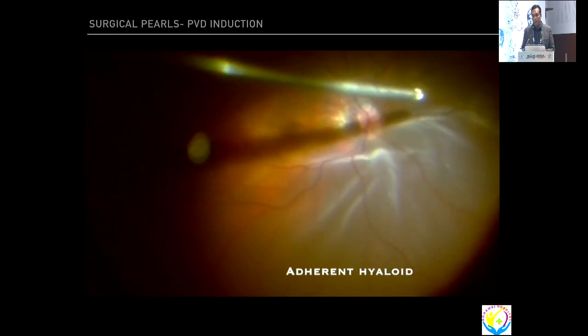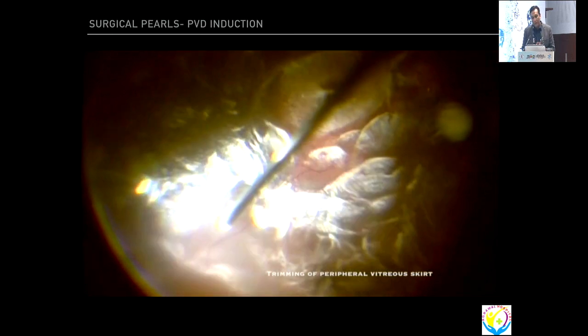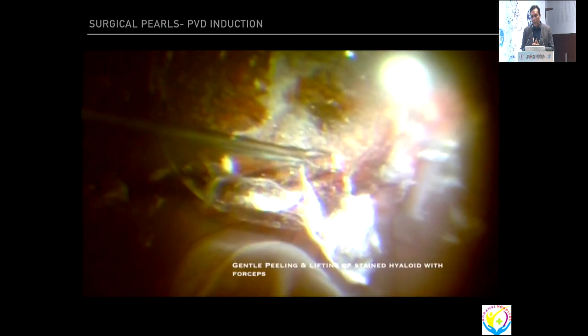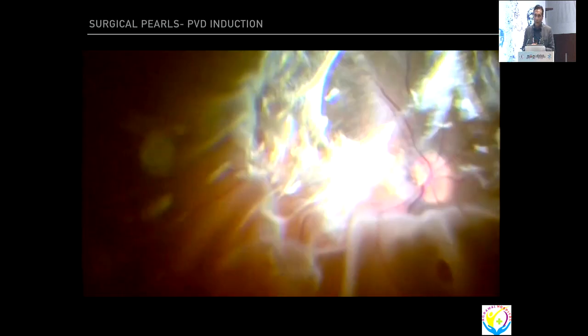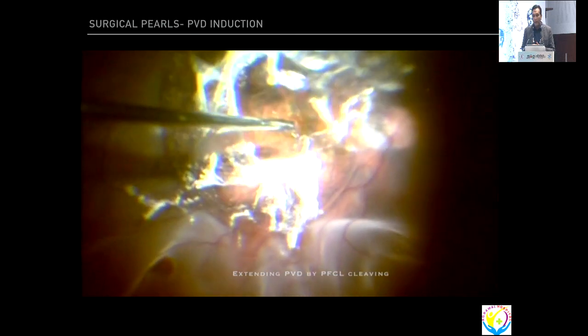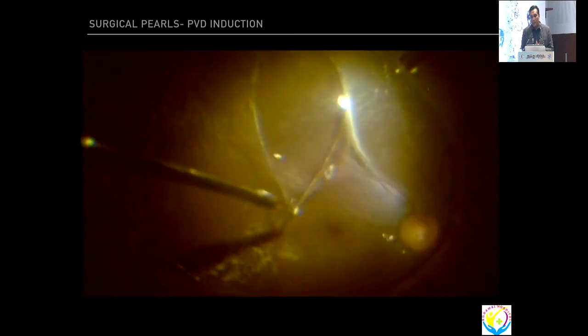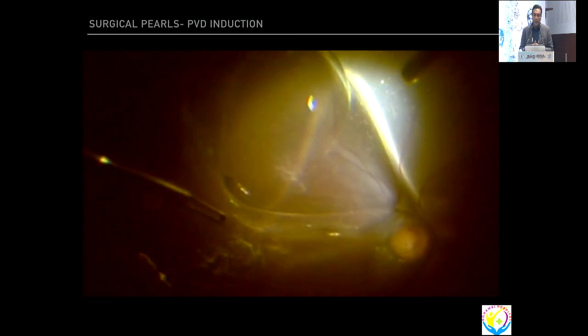Coming to the first part, that is PVD induction. For the past many years, we have been using a simple and very reproducible technique. We do a core vitrectomy, stain the vitreous with triamcinolone acetonide, and put a small PFCL bubble at the posterior pole. With the end-gripping forceps, we try to make a hole in that hyaloid, which is very easy. It's just like peeling a membrane. Once that small hole is made, you just enlarge it a little bit and put more PFCL in that, and it generally atraumatically cleaves the hyaloid from the retina till the equator, inducing the PVD.